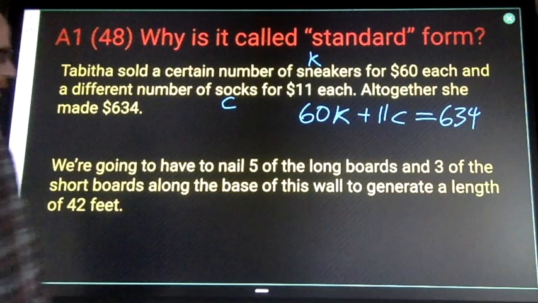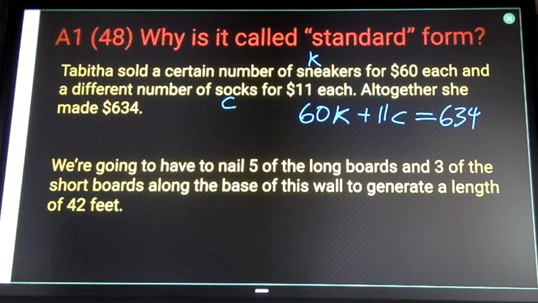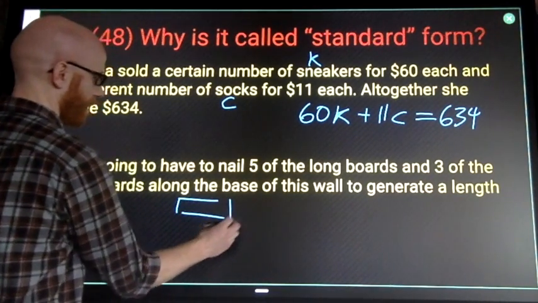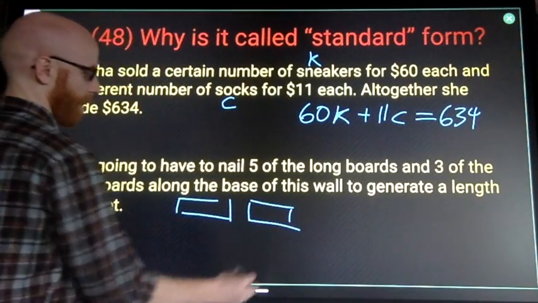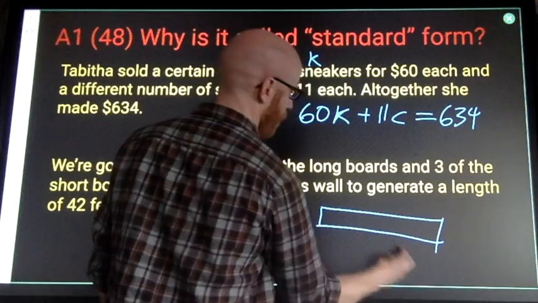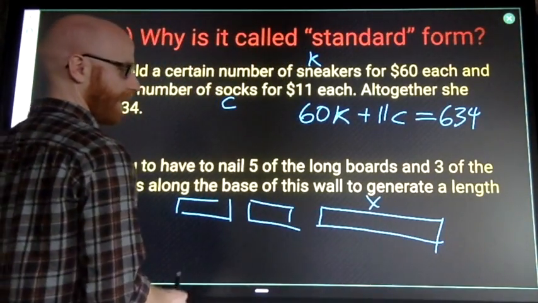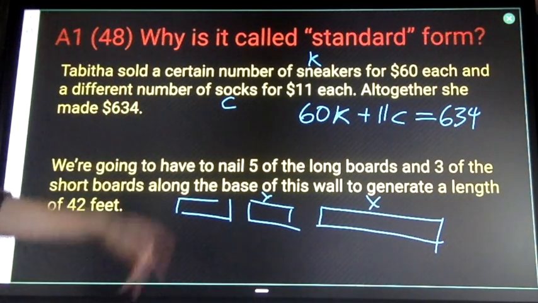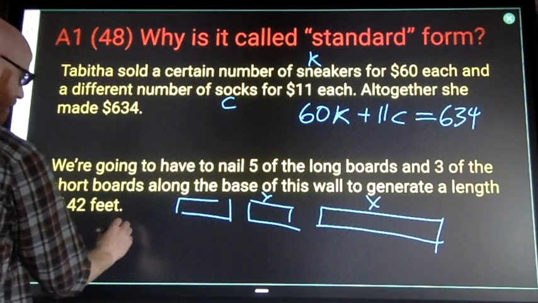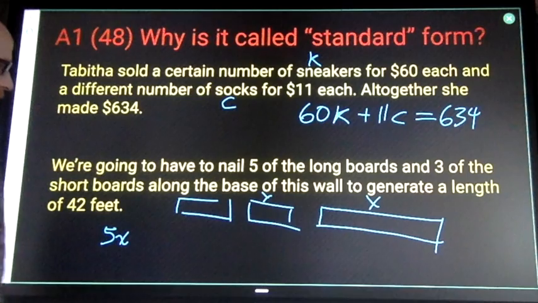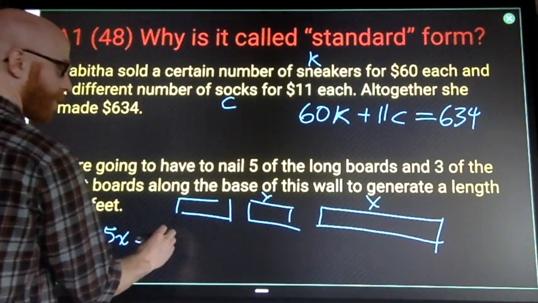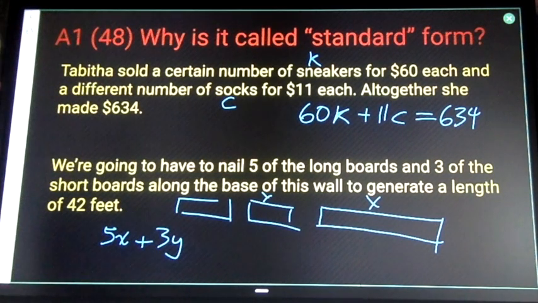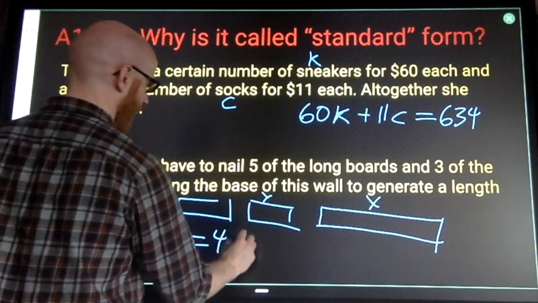Same kind of thing down here. We're going to have to nail 5 of the long boards and 3 of the short boards along the base of this wall to generate a length of 42 feet. So we've got some long boards and some short boards. Maybe we'll say that the long boards are length X and the short boards are length Y. We're going to put together 5 times the length of the long boards plus 3 times the length of the short boards, and all together that length is going to be 42 feet.